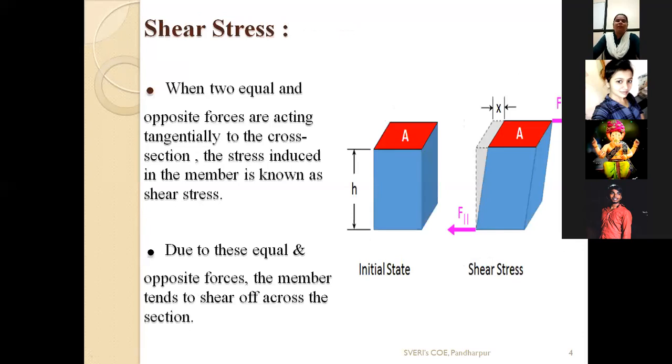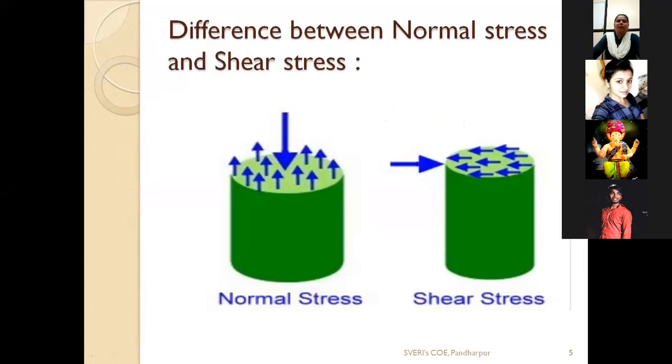Okay, after that we have studied what is meant by shear stress. Shear stress means force applied along the tangential area. This stress is called shear stress. After that we have studied the difference between normal stress and shear stress. In normal stress, the applied force is exactly perpendicular to the cross section, and in shear stress, the applied force is along the cross section or tangential to it. This is the basic difference.